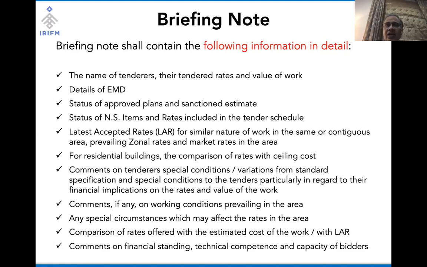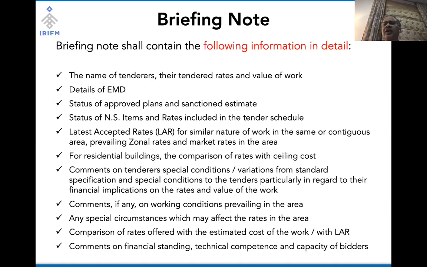Then comments on the working conditions of the site. So for example, if the site is in a heavy train movement area, which means the site working conditions could be difficult, those specific details have to be brought out in the briefing note.